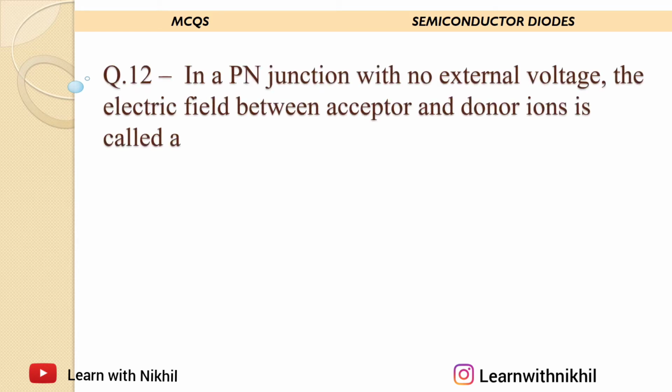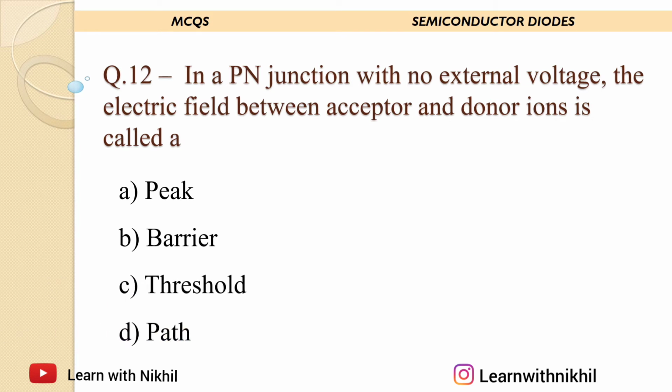Next, in the PN junction, when no external voltage, the electric field between acceptor and the donor ions is called as a peak, barrier, threshold or path. And the answer is barrier.